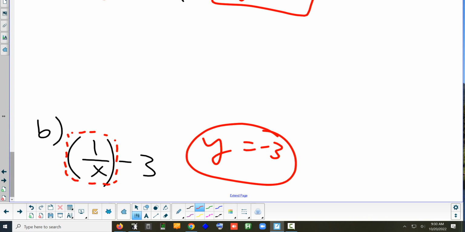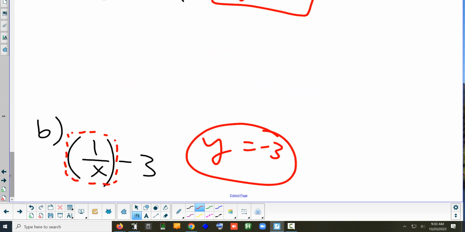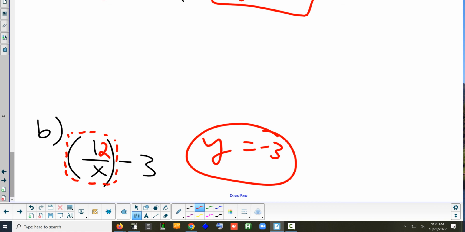All right. Any questions on that? What if I made this 1 a 12? What would the horizontal asymptote be now? It'd still be the same thing. If I take 12 and divide by 100 billion, something huge, it's still close to zero. Doesn't matter. The y-intercept is basically indicated by that number right there. Okay. Not y, it's y horizontal.